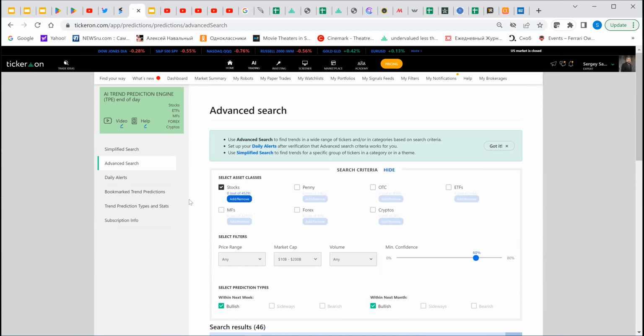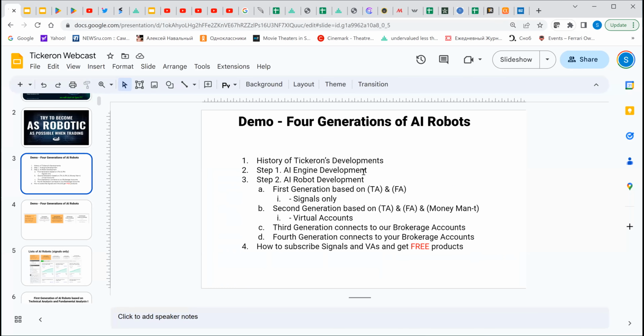And then when we presented these engines, on step one, people started asking us, how do you guys use it? How do you use your own engines? I presented that several times in our webcasts and videos, and people kept asking us.